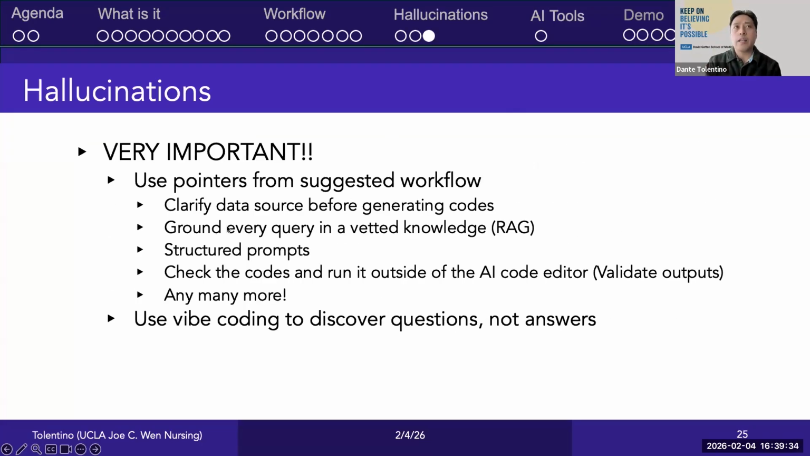In order to avoid a lot of these hallucinations, I call these out, very important. Use the pointers from that suggested workflow or that diagram that I shared. Clarify the data sources before you're generating codes. Use RAG. Do the structured prompts. Check the codes and run it outside of the code editor, because you can actually run a lot of your analysis within the editor itself.